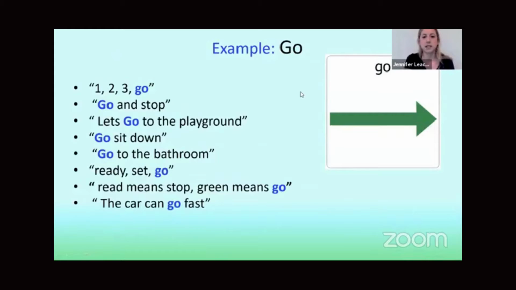So here is another example of a core word, go. So with go, you can target with counting 1, 2, 3, go, or when you're in the car, or if you're even moving, like playing with cars, you can have it go and stop, or talking about following directions. Let's go to the playground, or go sit down, or even if they need to tell you that they have to go to the bathroom. Also, when you're driving in the car, you can teach that red means stop and green means go. So that can tie that go actually has a meaning and the car can go fast.